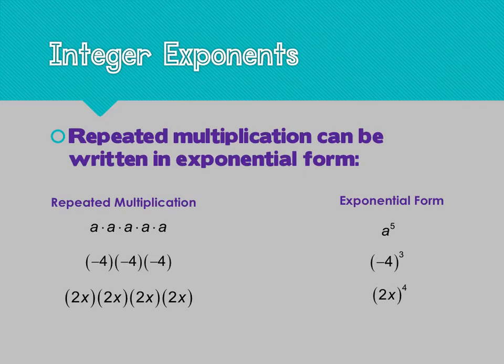So a repeated multiplication can be written in exponential form. This is your multiplication form and this is your exponential form. So if I had 5 A's, it'd be a to the 5th. If I had 3 negative 4's, it'd be negative 4 to the 3rd. And if I had 2x 4 times, it'd be 2x to the 4th. Notice this negative is inside the parentheses with the 4, and so it stays inside the parentheses with the 4 on the right-hand side.